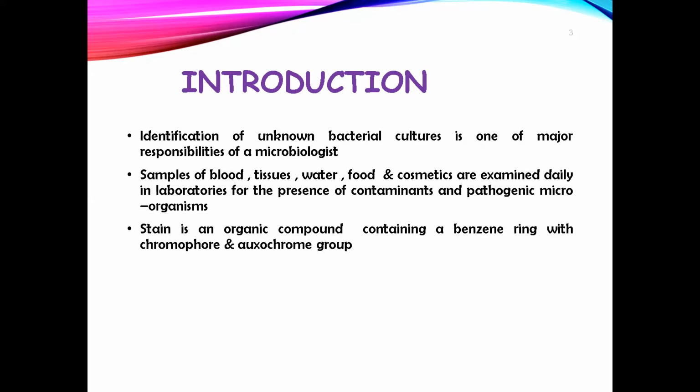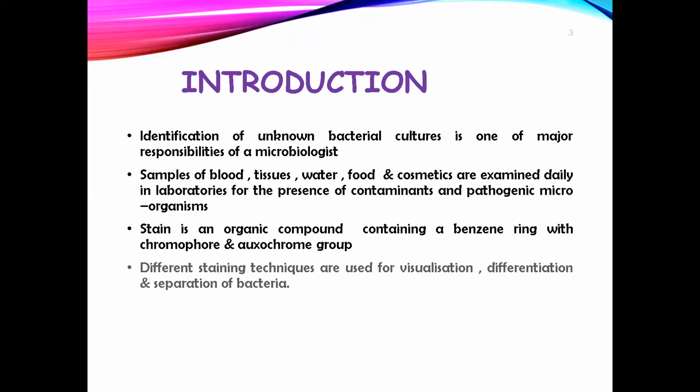So, what is a stain? It is an organic compound containing a benzene ring with chromophore and auxochrome. The chromophore is responsible for imparting the color to the compound, and auxochrome is the one which increases the activity of the chromophore. So different staining techniques are used for the visualization, differentiation and separation of bacteria.